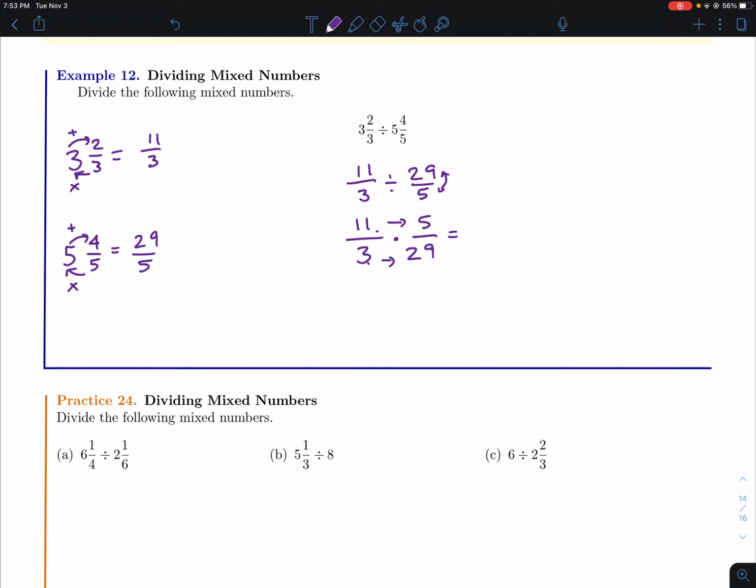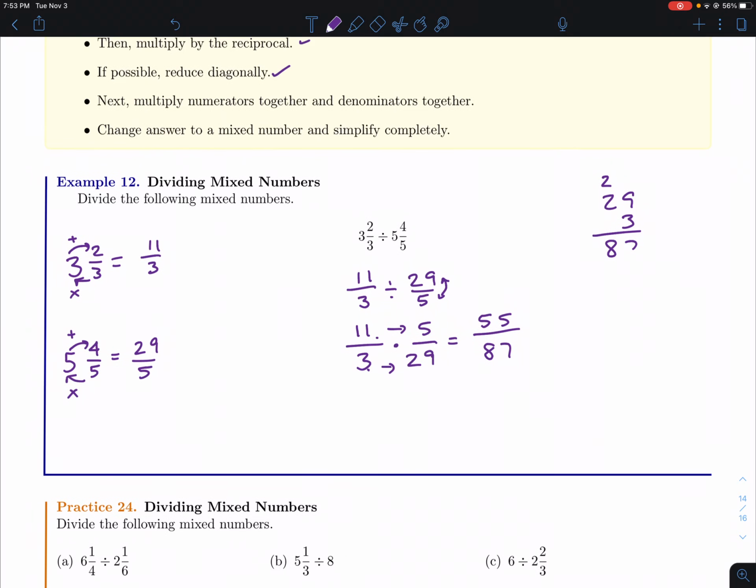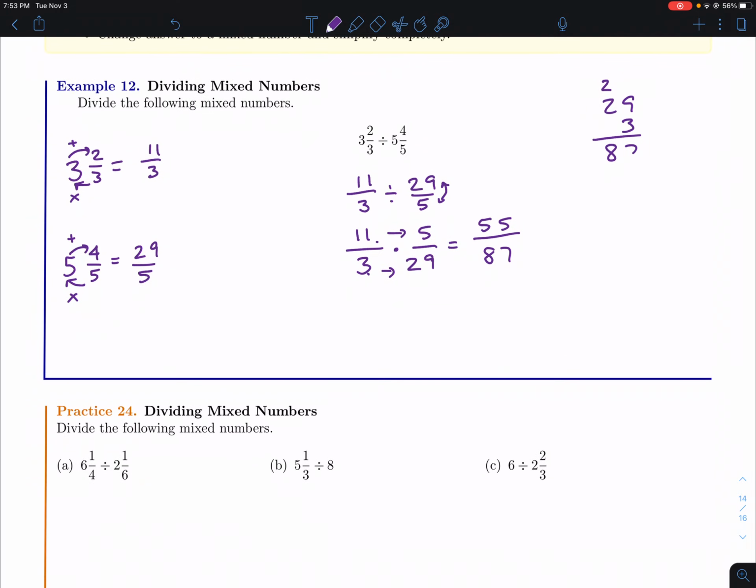So in this case, 11 times 5 is 55. 29 times 3 is, let's see, 87 in this case. And so with this one, notice, change it to a mixed number if possible. So in this case, it's not actually a mixed number anymore. So it's actually just a regular old number. So 55 over 87 is the best we can do with this. Nothing simplifies. There's nothing to change or anything like that. So we're actually done with this example. All right. Everybody okay with dividing mixed numbers?